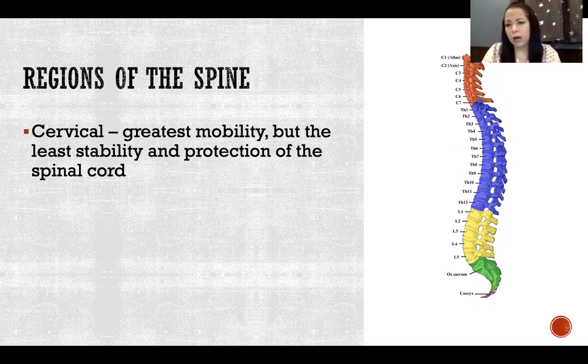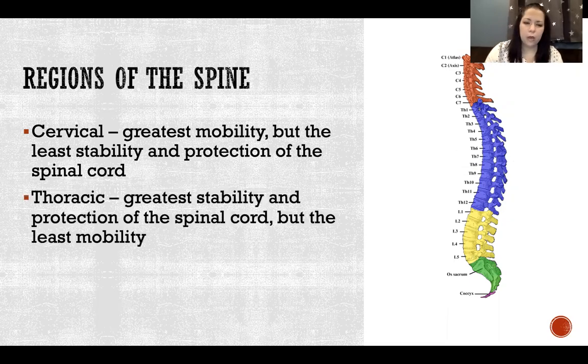So not only are the vertebrae the smallest in this region, which also will inherently mean less protection of the spinal cord, but it's also the least stable because the structures need to be able to allow the greatest amount of motion. In the thoracic part of the spine, we have the greatest amount of stability and protection of the spinal cord and the least amount of mobility.